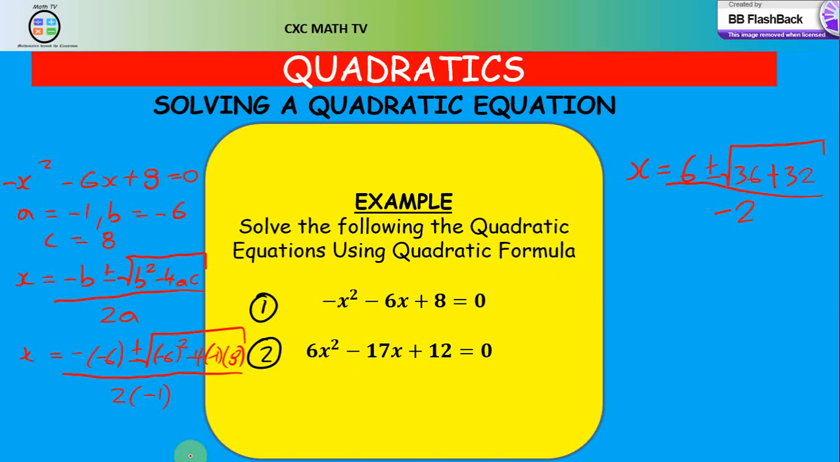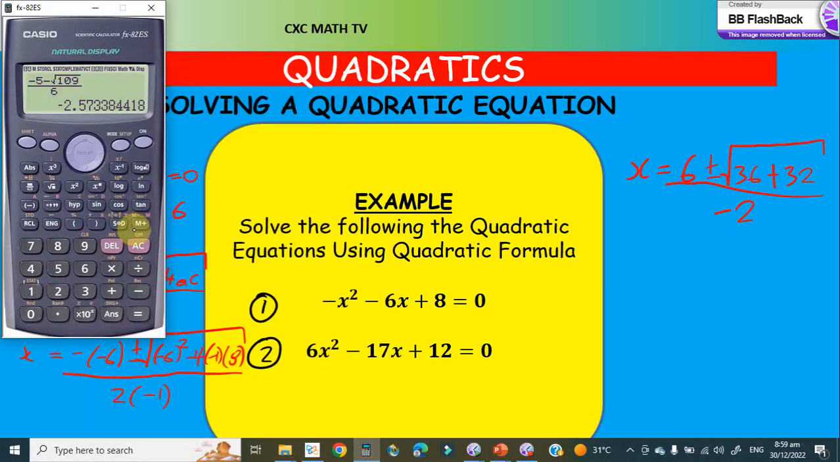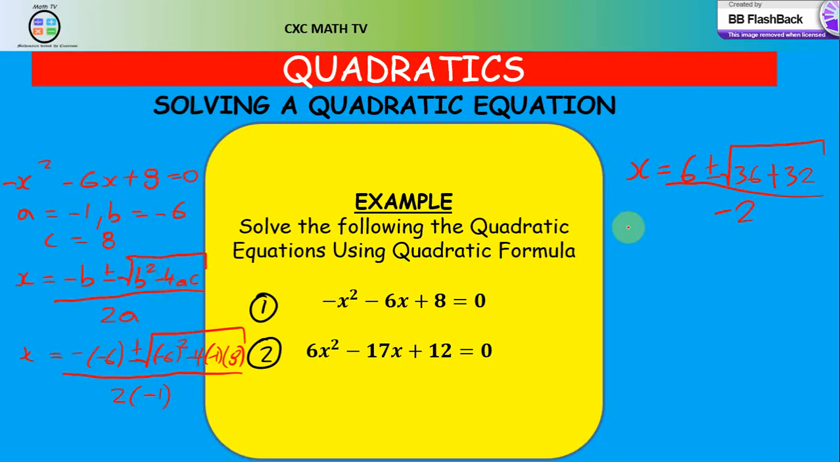Now, if you're having issues, don't be afraid to put it in your calculator. Don't take boosting, put it in your calculator. You can work this out: minus 6 squared minus 4 in brackets, negative 1 in brackets. Put it in the calculator, that's how you get your 68. No problem. So in this case now we get 6 plus or minus the square root of 68 over negative 2.